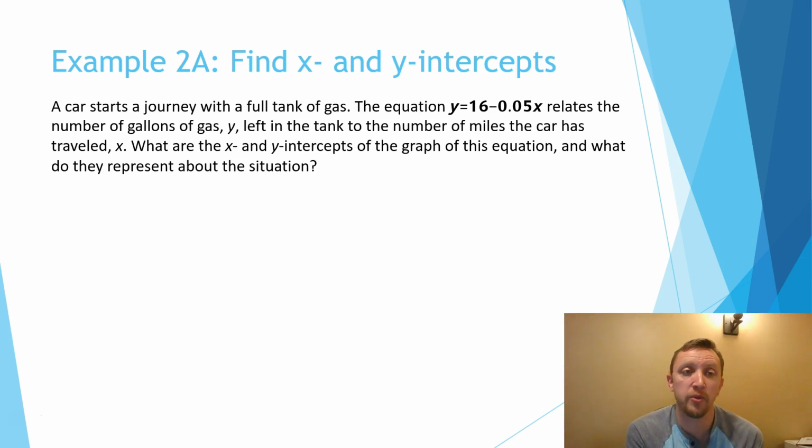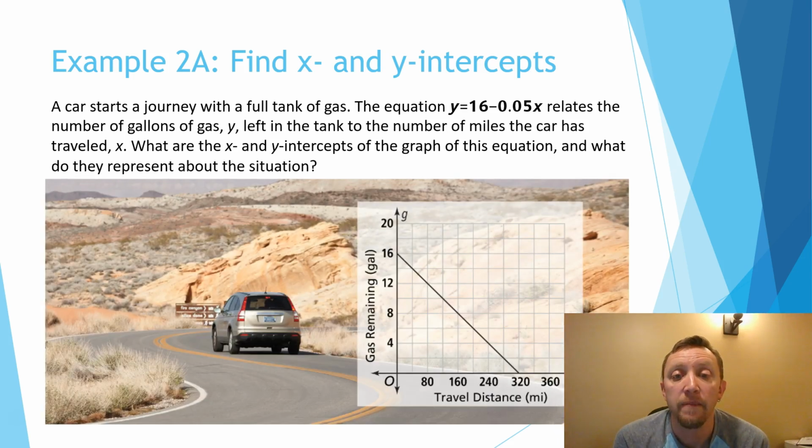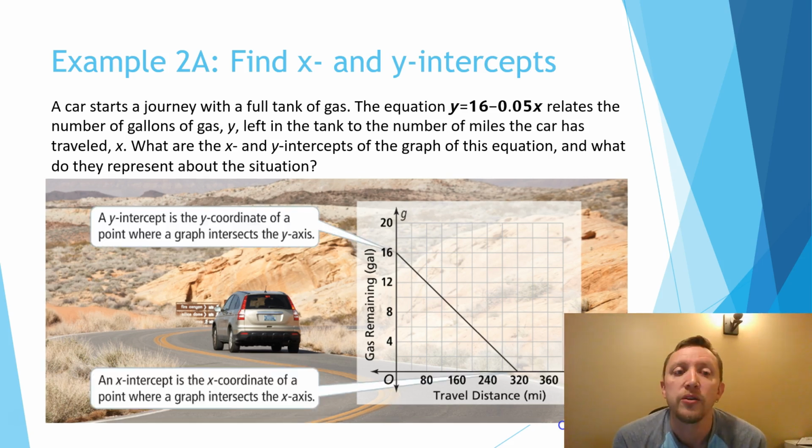Okay, let's look at this example. It says a car starts a journey with a full tank of gas. The equation y = 16 - 0.05x relates the number of gallons of gas y left in the tank to the number of miles the car has traveled, x. What are the x and y intercepts of the graph of this equation, and what do they represent about the situation? All right, so if we were to graph this, the y-intercept is 16, and it's got a slope of -0.05.